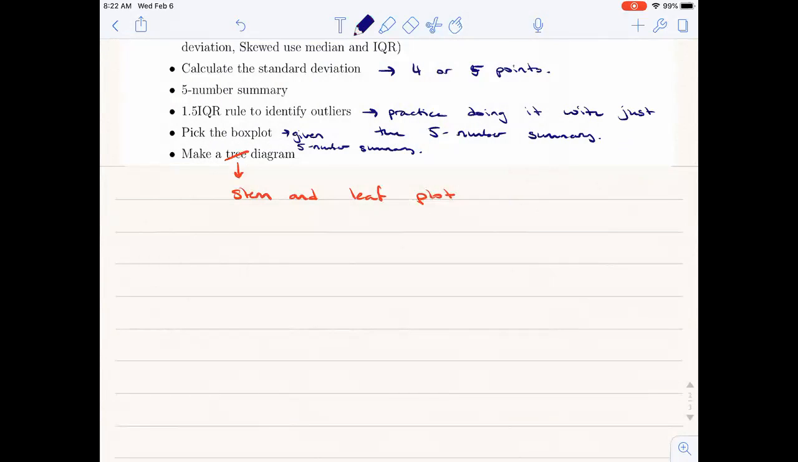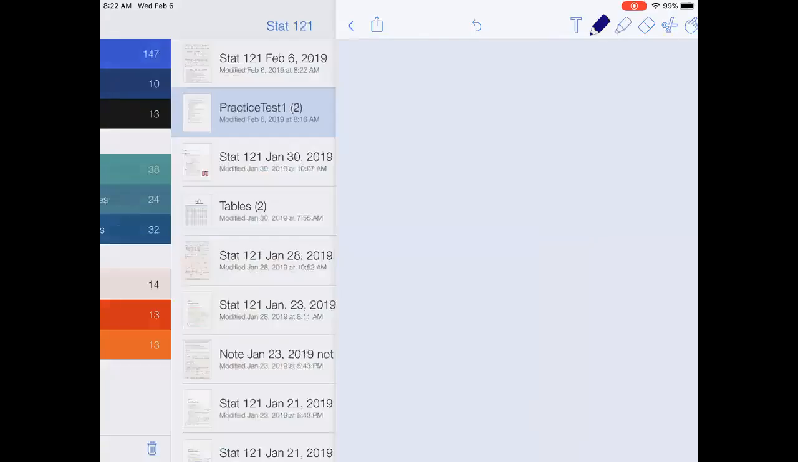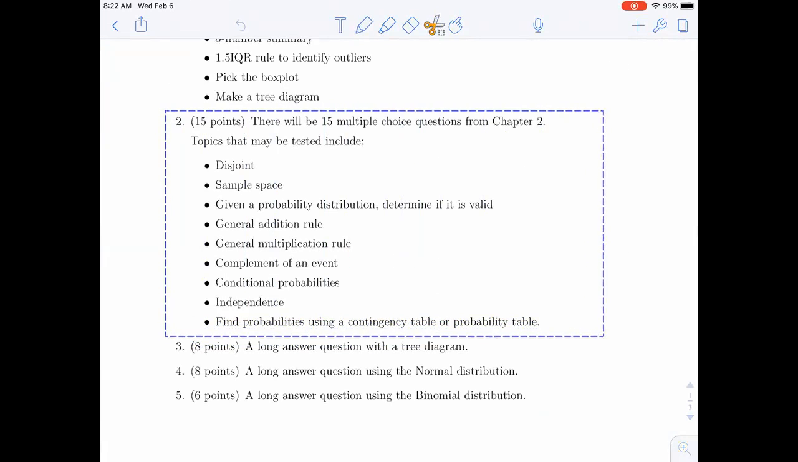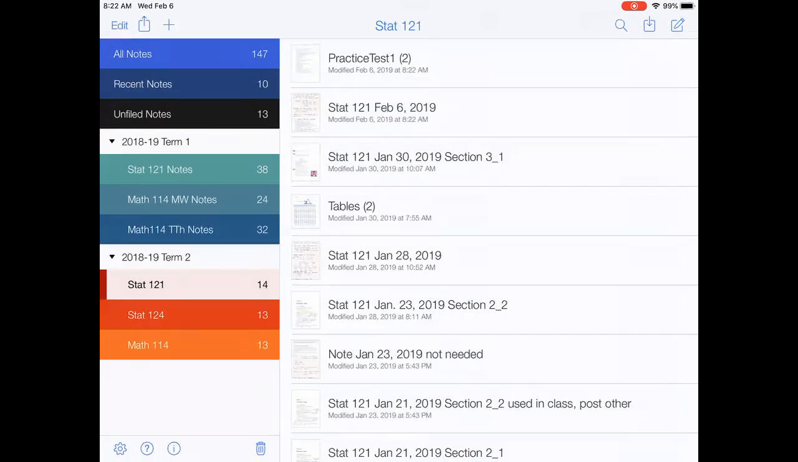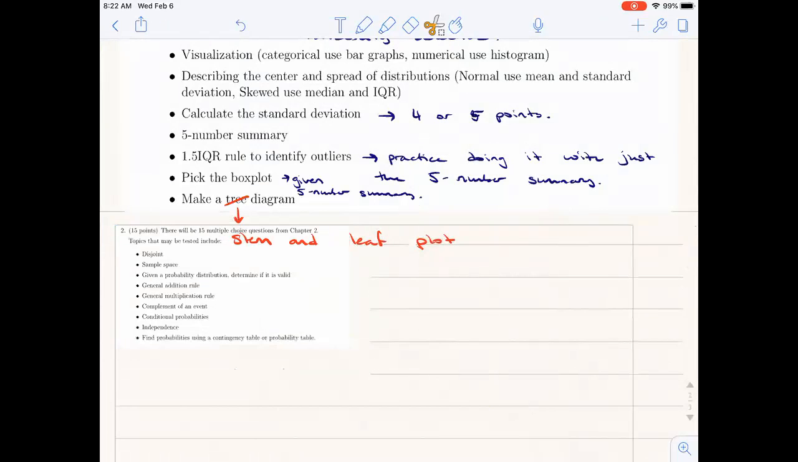Any questions about that? Okay. So that's going to be 10 multiple choice. Okay. From chapter 2, we'll have 15 multiple choice.